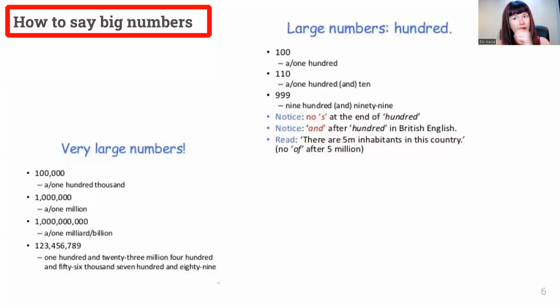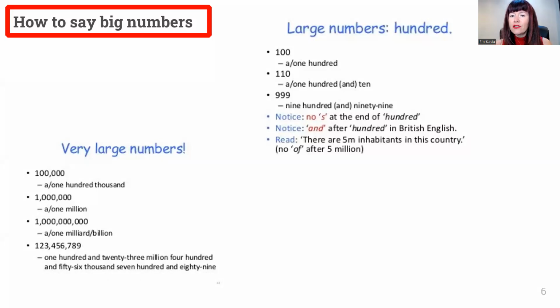Okay. Now, how about big numbers? How do we say big numbers? So first of all, 100. You can say a hundred or one hundred. Then we have 110. In British English, you mostly say one hundred and ten, yes? In American English, you can drop the and.